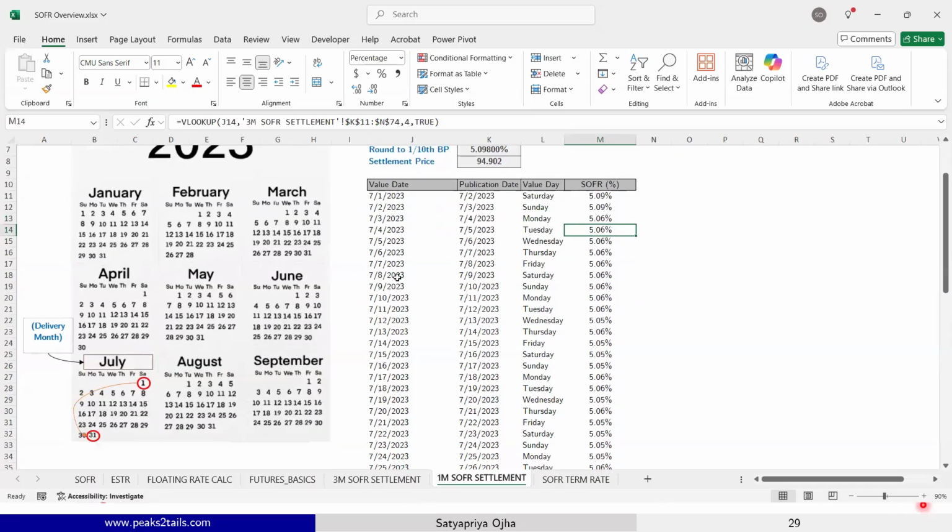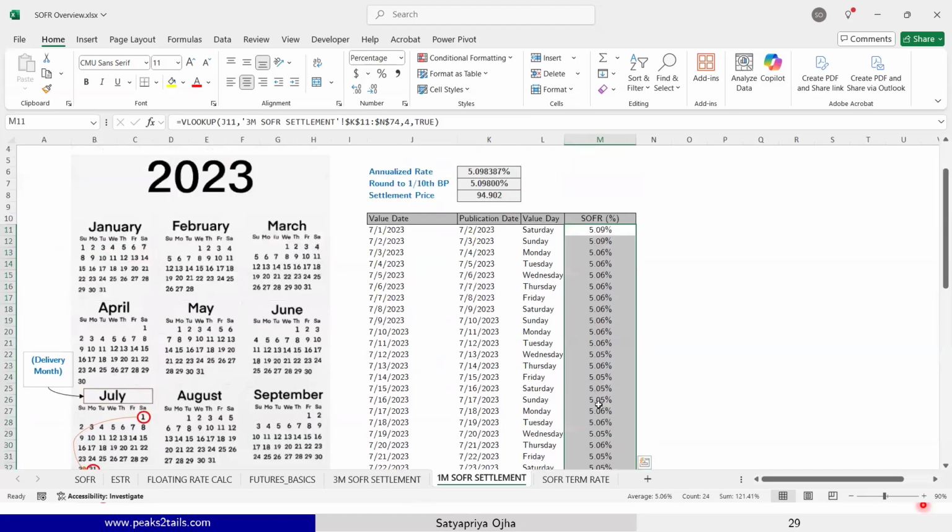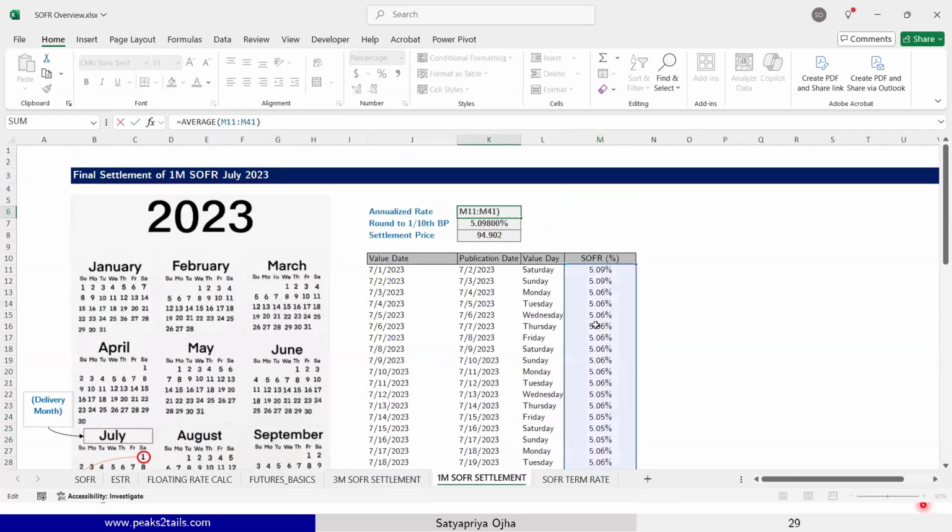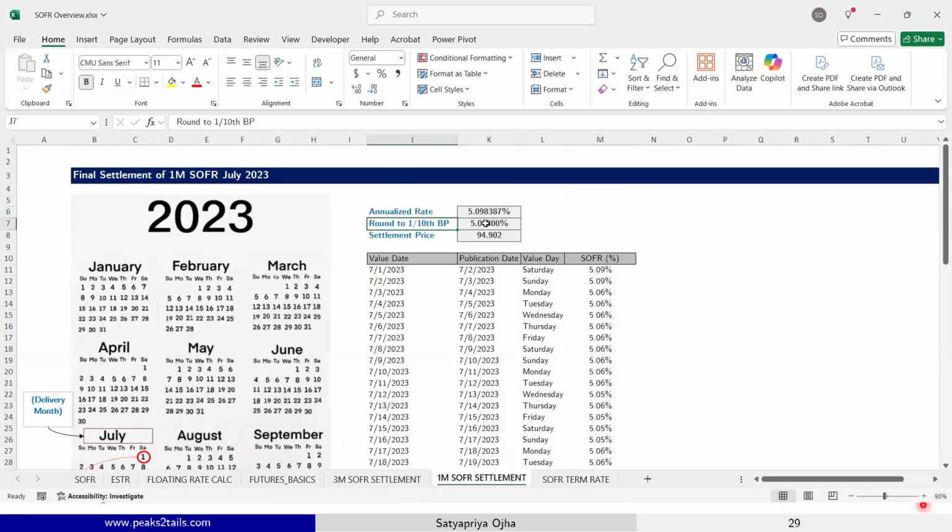That's it. So identify the rates for all the days. If it's a holiday, carry it over from the previous known value and take the grand arithmetic mean. It's just the average of all the 31 days' rates. Round it to 1/10 basis point. So you get this, and the settlement price is 100 minus this. That's the final settlement. For the 1 month future, the key difference is it's for 1 month and you take the arithmetic average, not the geometric average.